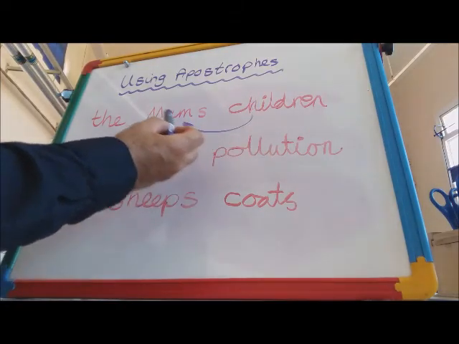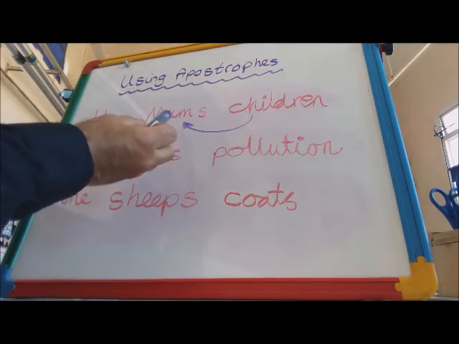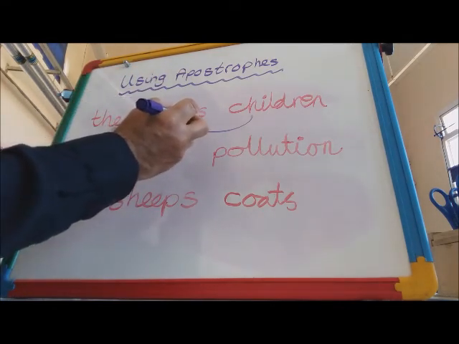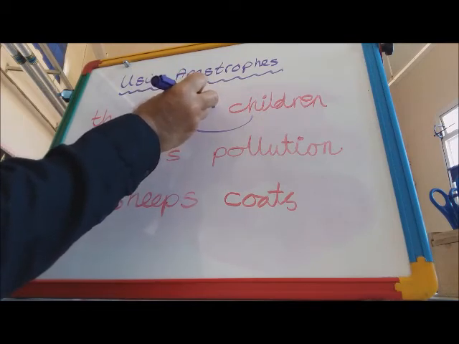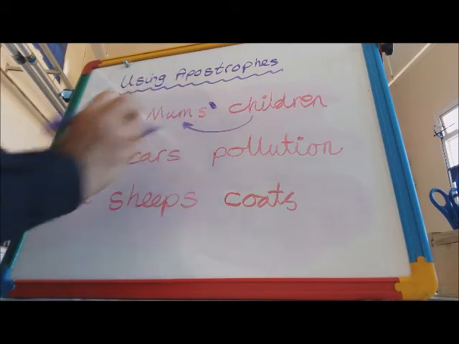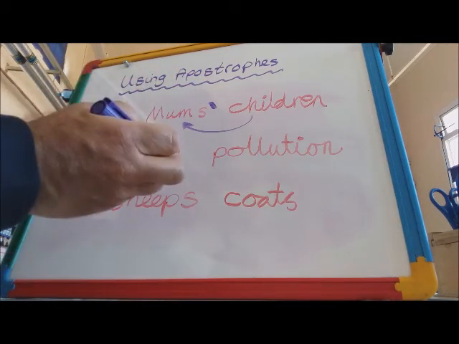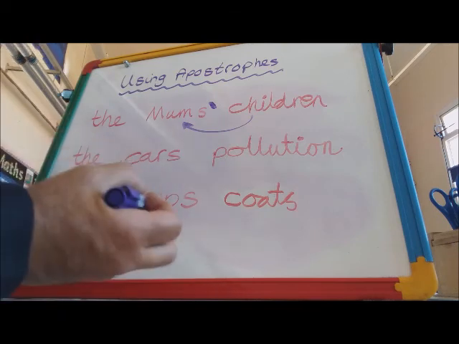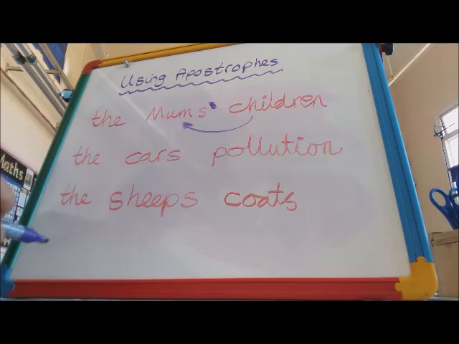So the children which belong to the mums, not just one mum, but a few mums. So therefore, the apostrophe to show belonging goes after the S. And don't put another S on the end, because then it would be mums's, and that wouldn't sound right, it wouldn't look right, and it wouldn't be right. So the apostrophe goes after the S.